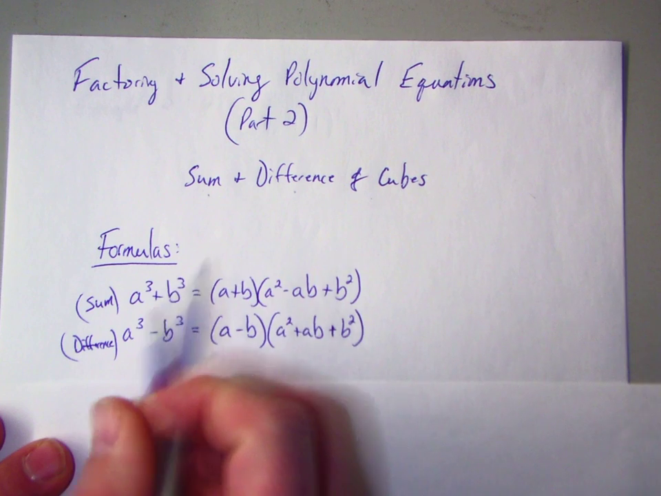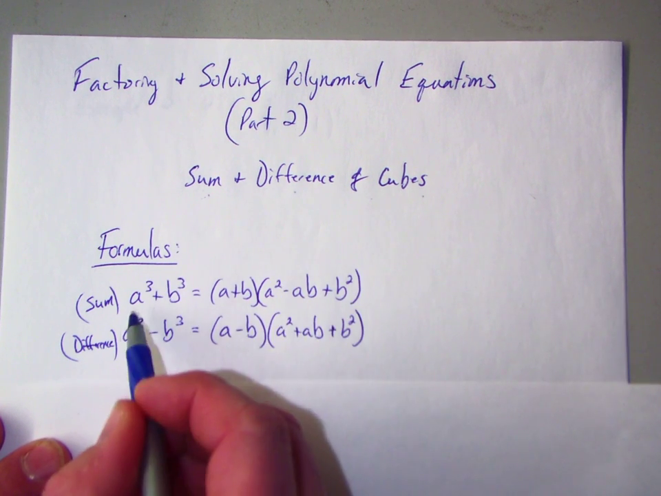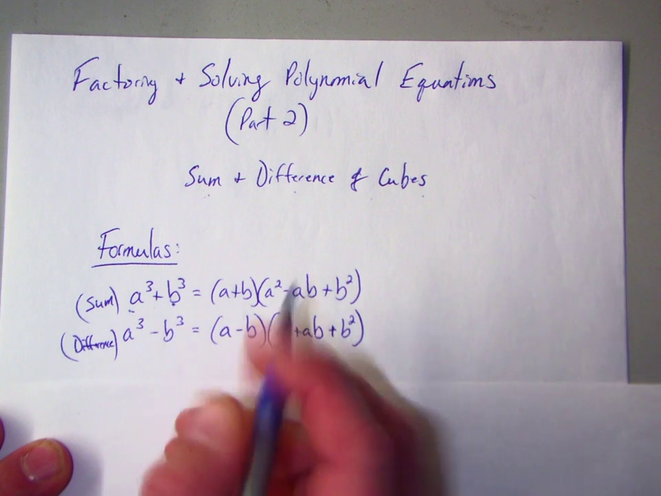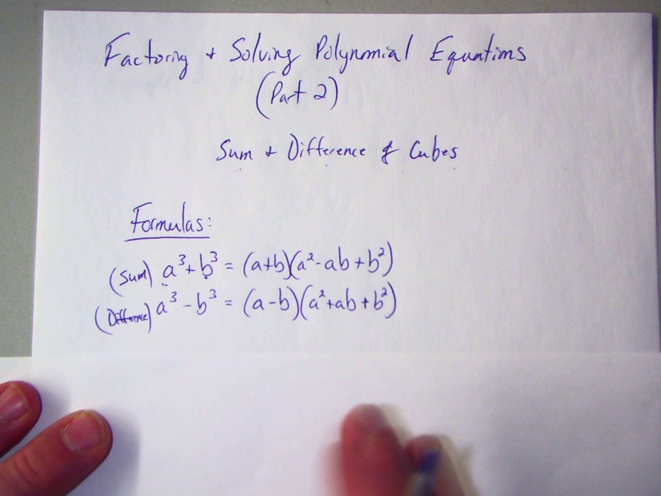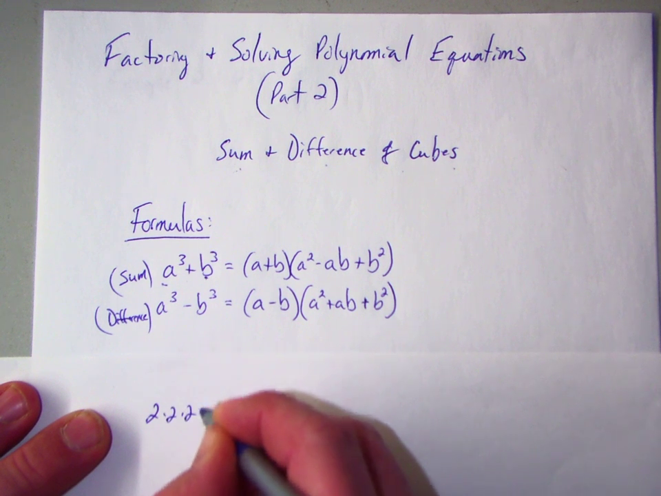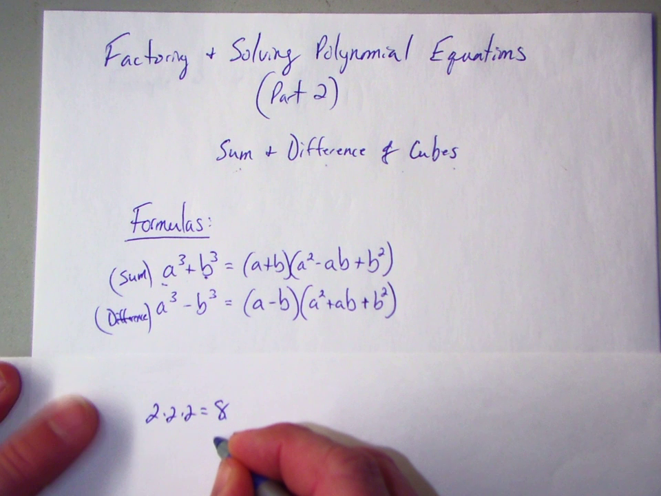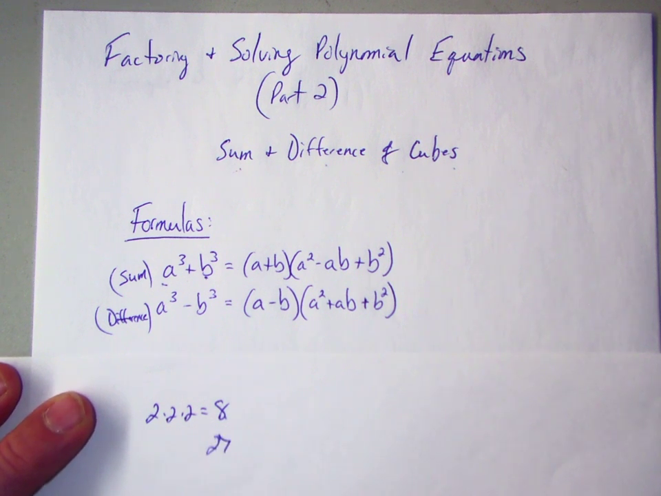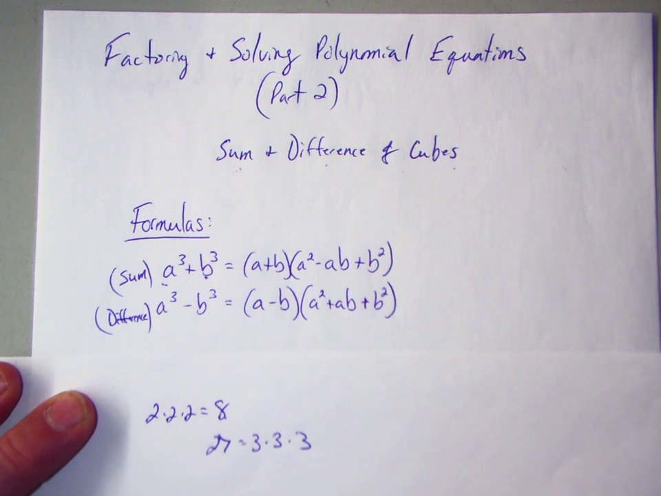In order to factor a sum or difference of cubes, both terms must be perfect cubes. What I mean by perfect cube is like saying 2 times 2 times 2 is 8. 8 is a perfect cube. 27 is a perfect cube because that is 3 times 3 times 3.